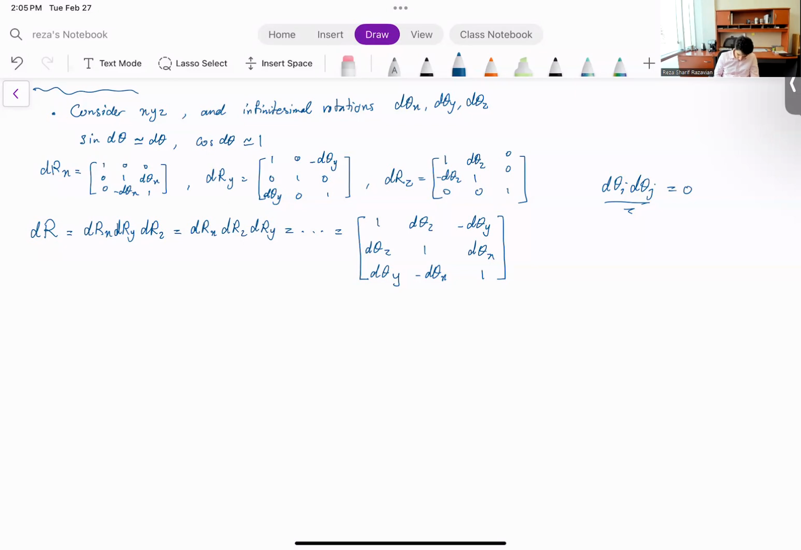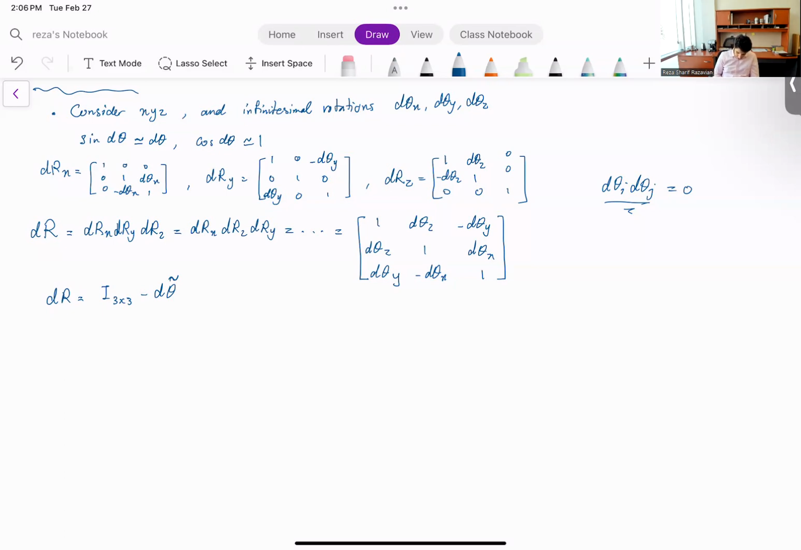And this is, I'm going to write it here, dr is I, the identity matrix, 3 by 3, minus d theta tilde. And this tilde is that skew symmetric matrix that is 0, minus z, plus y, and so on. So it is very nicely written in this form.